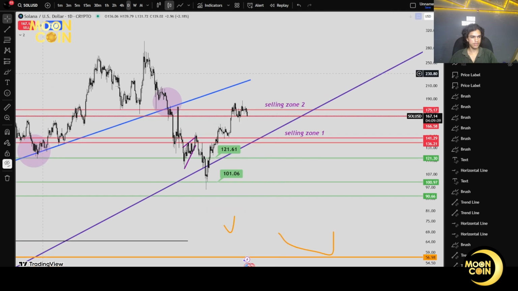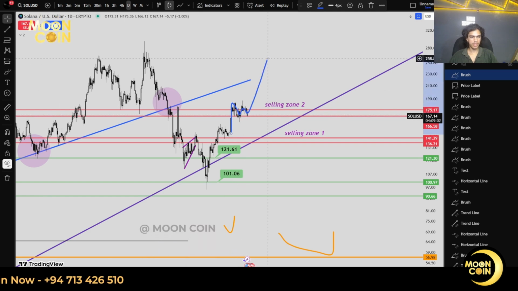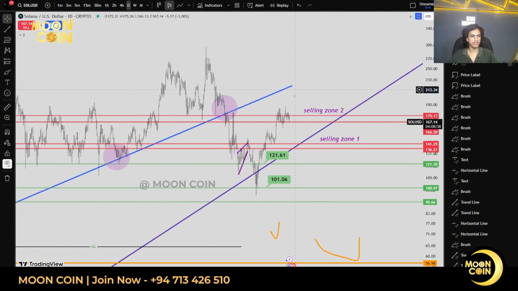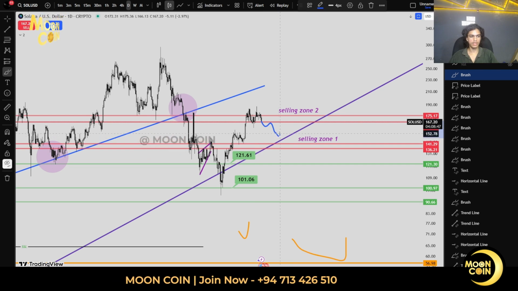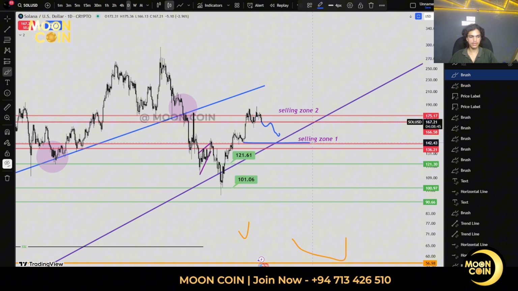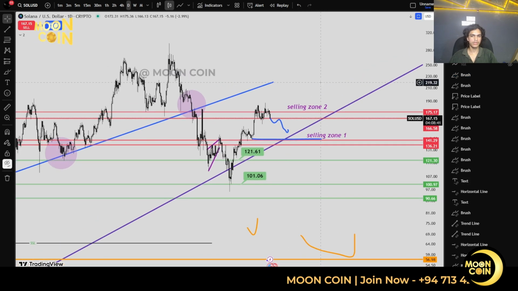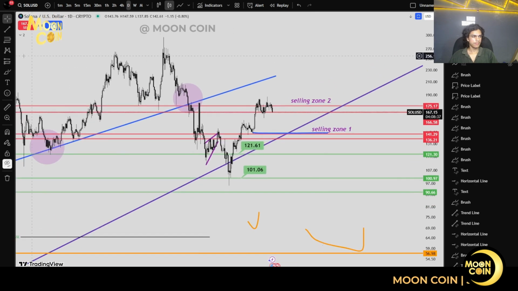Since this breakout to the upside, this can be a retest. So this has a high probability for the market to go for the upside. If the market breaks down, then you can expect a small pullback. And also you should watch this level. If this level is broken, then you should be careful with the market. The market can pump from this level as well.